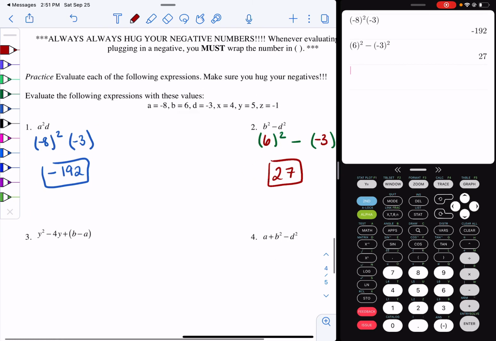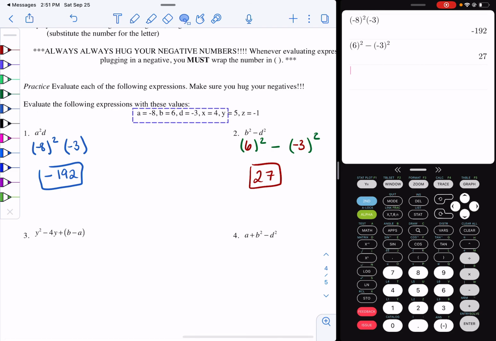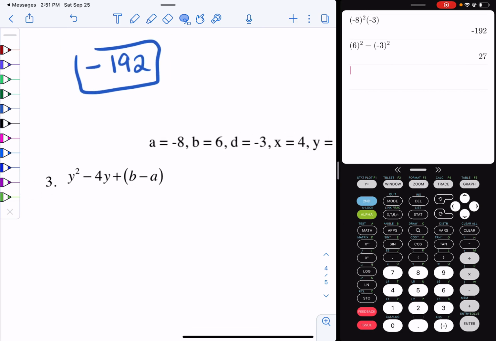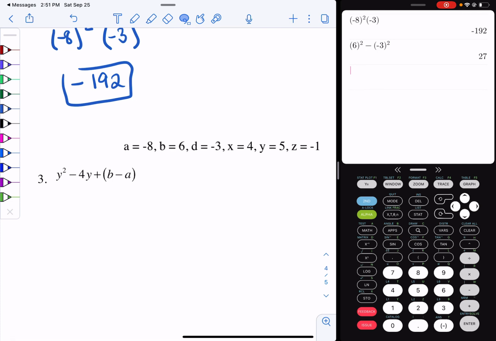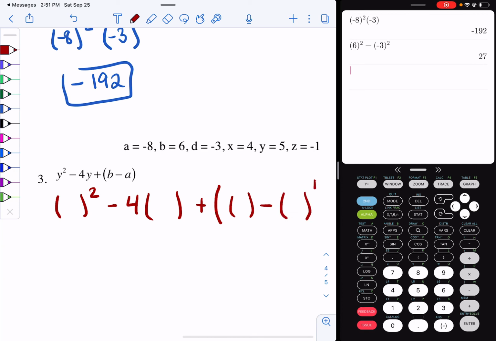Number 3 is a little long. I'm just going to copy and paste this real quick. That way we have it down here. It says y squared minus 4y plus b minus a. So we're making a substitution for y, a substitution for y, a substitution for b, and a substitution for a. So we have y squared minus 4 times y plus parenthesis b minus parenthesis a.